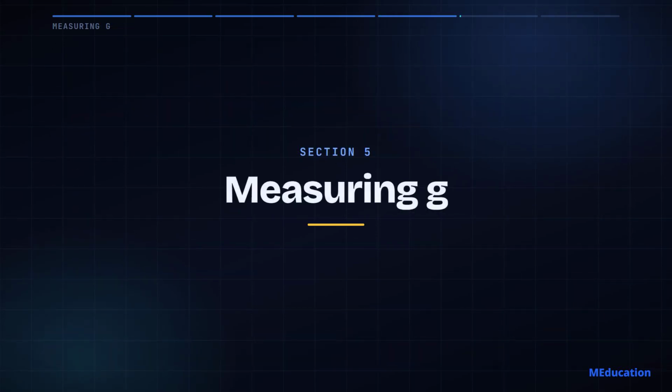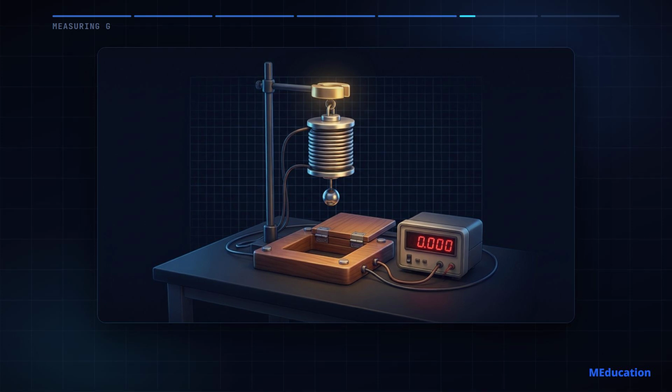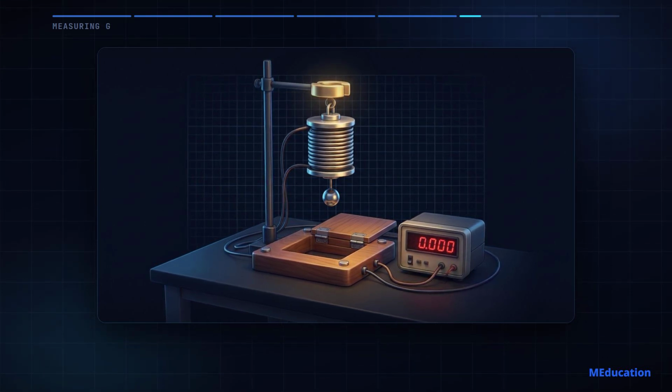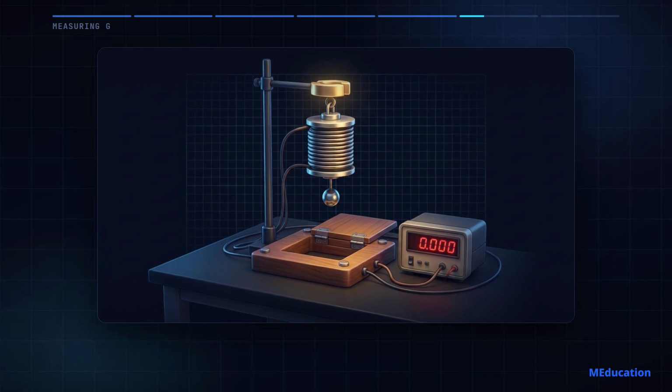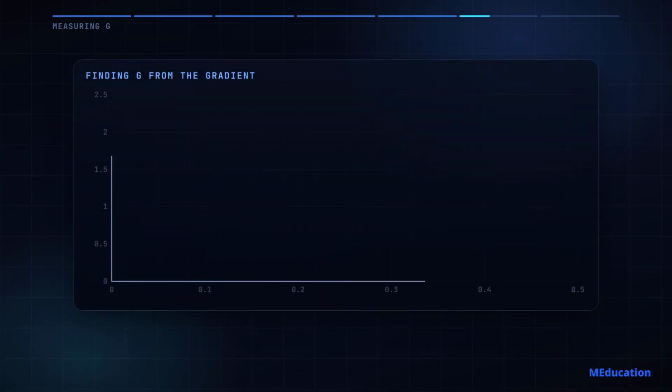You are required to know how to measure the acceleration of gravity experimentally. The standard setup uses a steel ball bearing held by an electromagnet positioned a measured height above a trapdoor. When the power is cut, an electronic timer starts. When the ball hits the trapdoor, the timer stops. Because it drops from rest, the equation simplifies to height equals a half g t squared.